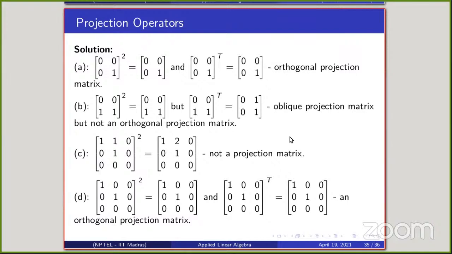The last option is 1, 0, 0 in the first column, 0, 1, 0 in the second column, all zeros in the third column. Squaring it, we again get the same matrix, and we also see that its transpose is equal to itself. So it is an orthogonal projection.